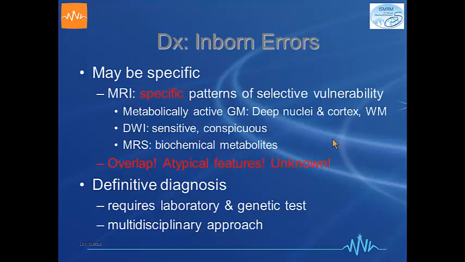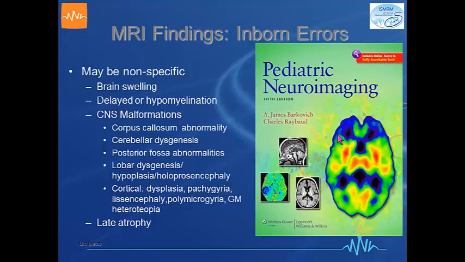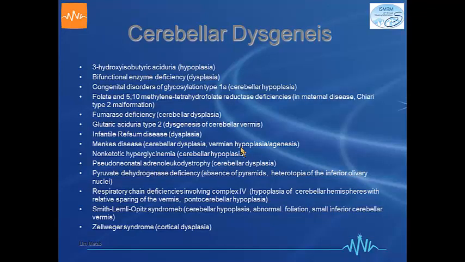So the definitive diagnosis requires a lot of collaboration between the radiologists as well as the clinicians and the various geneticists and laboratory experts. So a multidisciplinary approach and good collaboration is very important. The findings are best matched with a good textbook. And very often the delayed and hypomyelinated diseases can show up, and CNS malformations can be the first clue, but this list of findings is pretty nonspecific, and many patients, as I've said, end up with late atrophy.